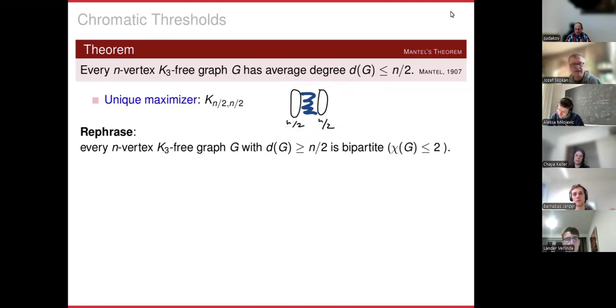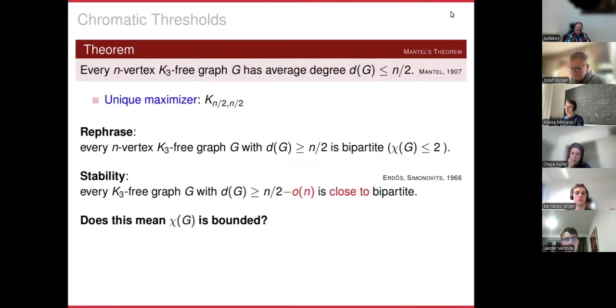So let me rephrase this theorem a little bit. I'll rephrase it in the following way: every n-vertex triangle-free graph G whose average degree is at least n over 2 is bipartite, and that means that it has bounded chromatic number, right? Its chromatic number is at most 2. Now, this is a statement about exactly one graph, K_{n/2,n/2}. Nevertheless, it really demonstrates what we are trying to do. So we try to put some condition on average degree, and we try to gain a bound on chromatic number.